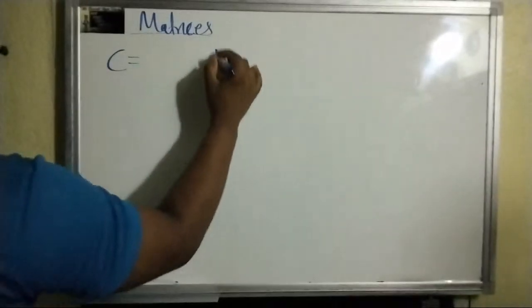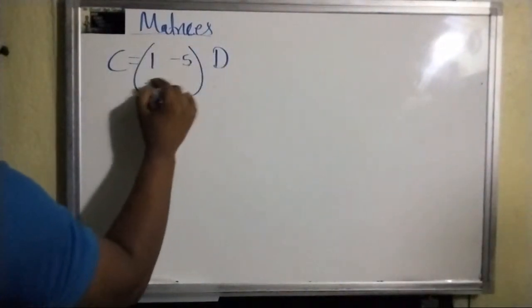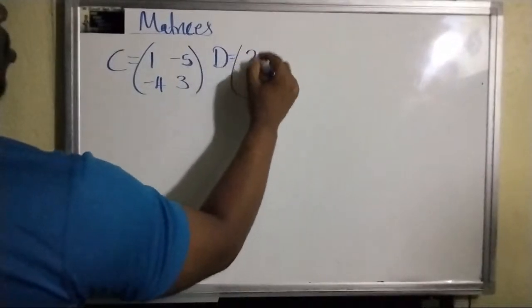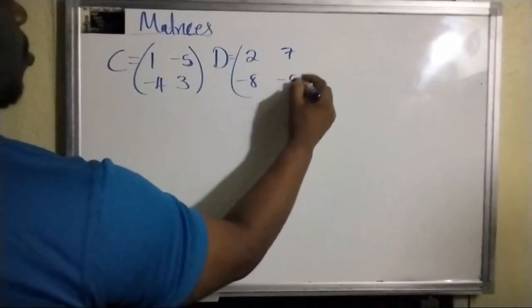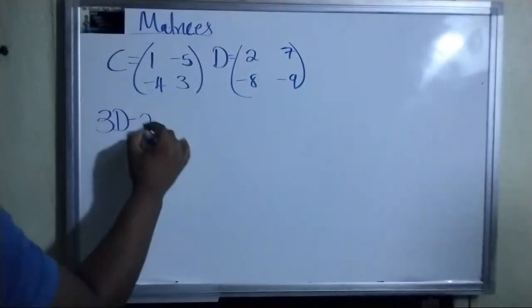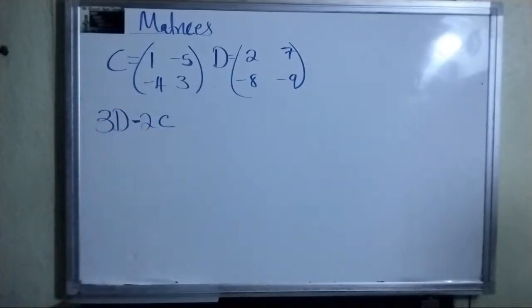Try one more, guys. Gonna use C and D this time. This time I want you guys to do 3D minus 2C. Let's see who can get that answer. I'm going to save it. And if we make it interesting, we're going to do it by time. So we have 3D minus 2C.